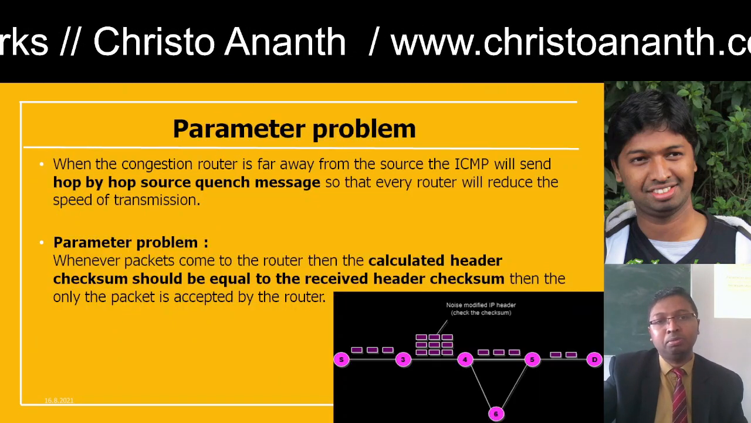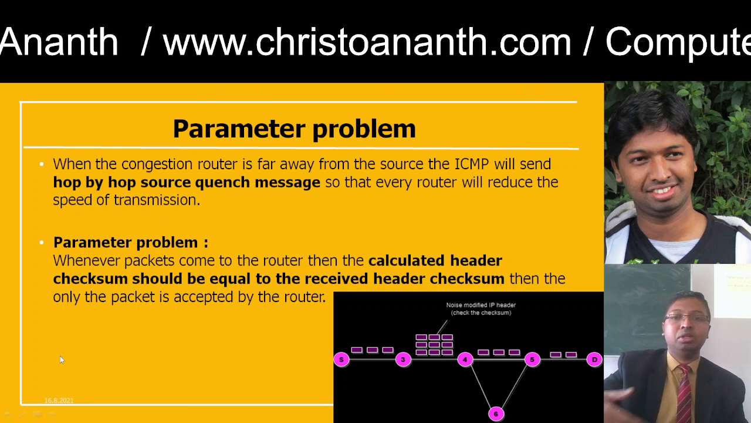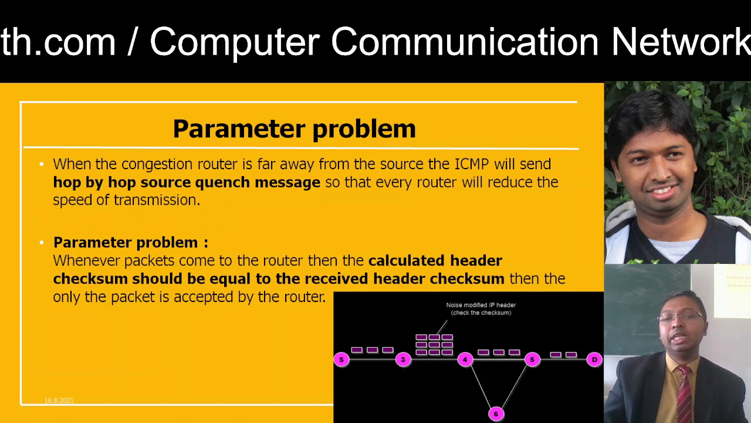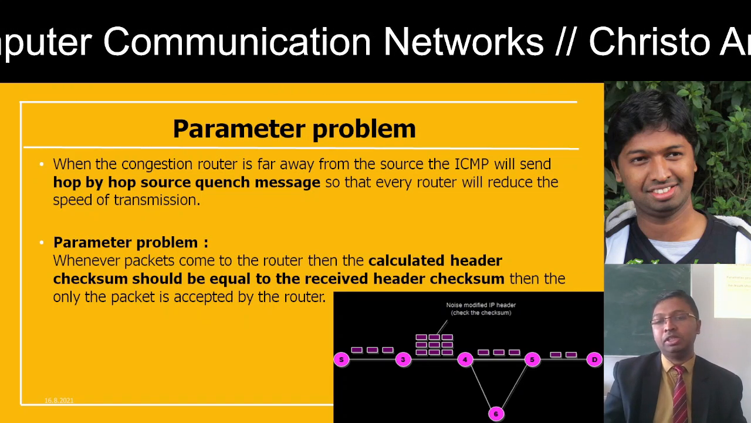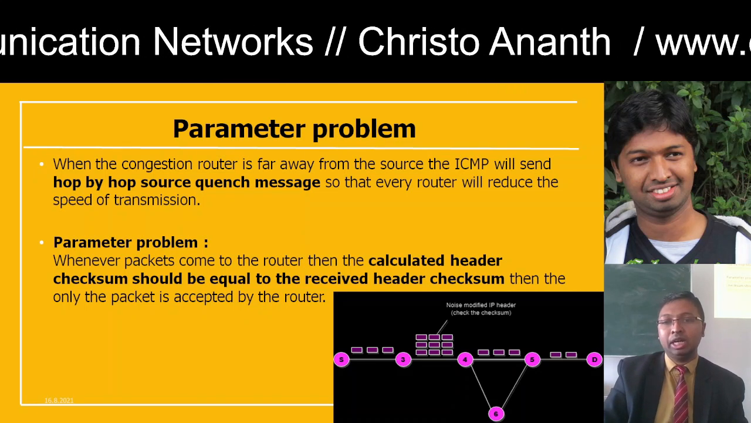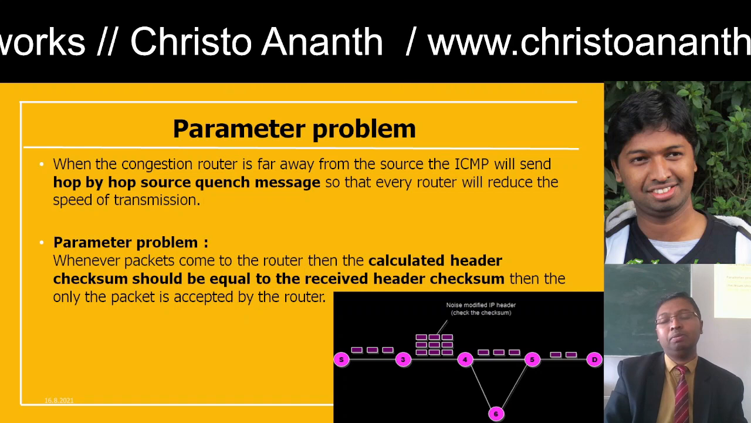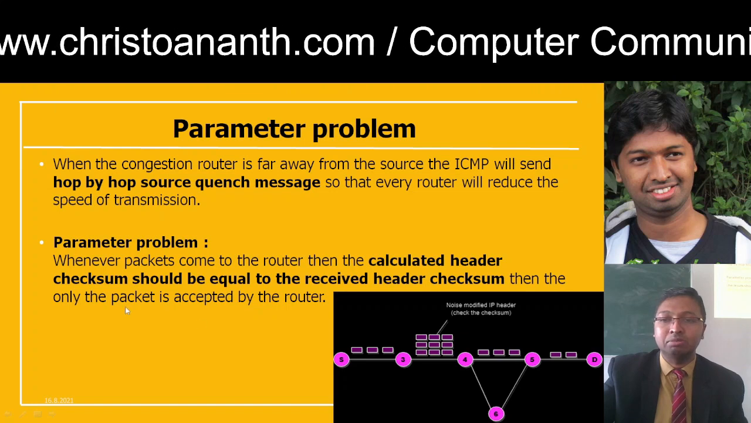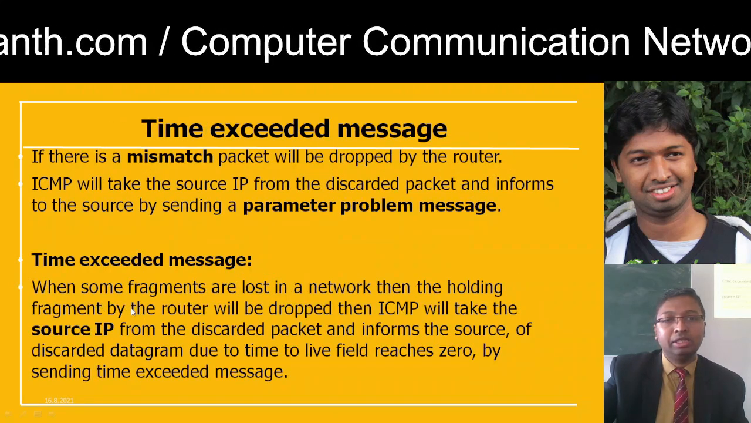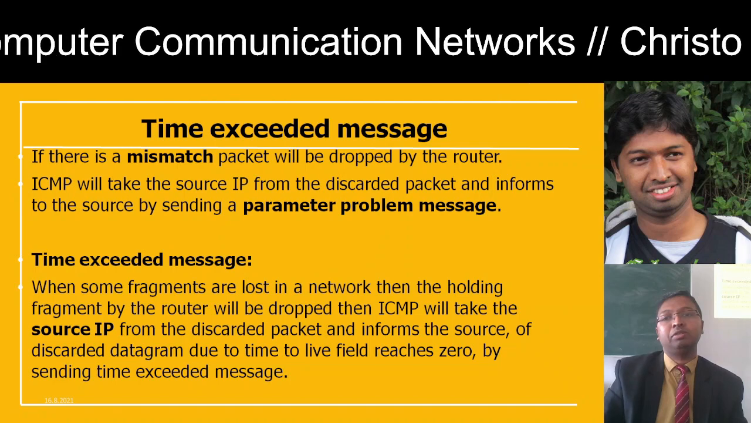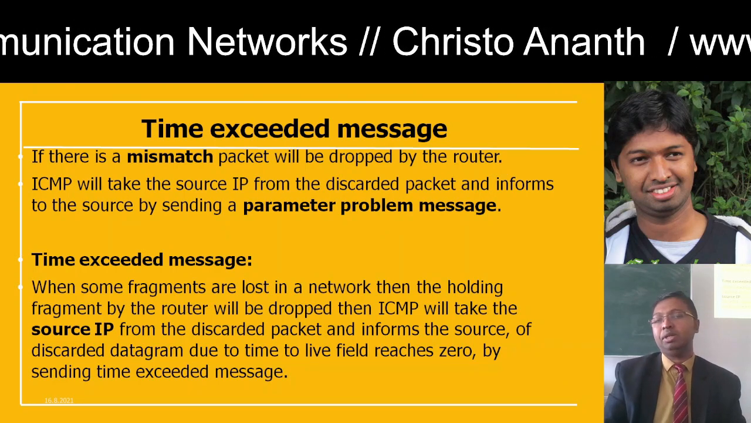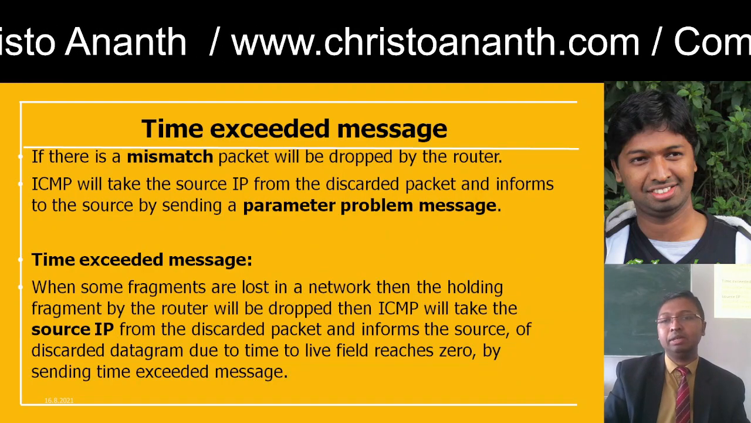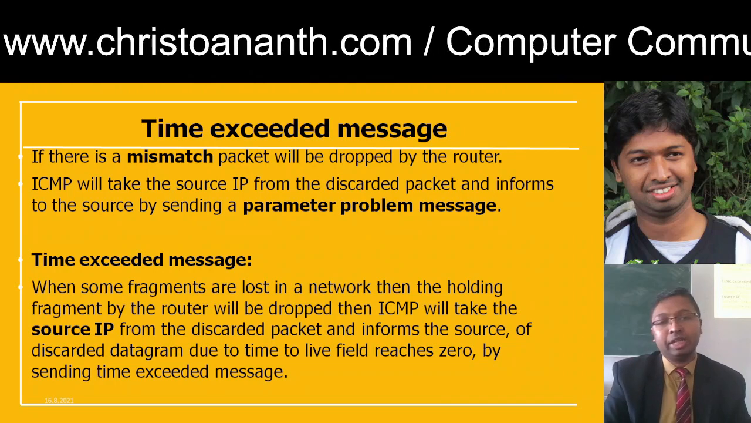There is also the parameter problem. Whenever a packet comes to the router, the calculated header checksum should be equal to the received header checksum. Only then is the packet accepted. If it is not equal to the received header checksum, there will be a parameter problem. There may be a noise-modified IP header, so you have to check the checksum. A mismatched packet will be dropped by the router. ICMP will take the source IP from the discarded packet and inform the source by sending the parameter problem message.